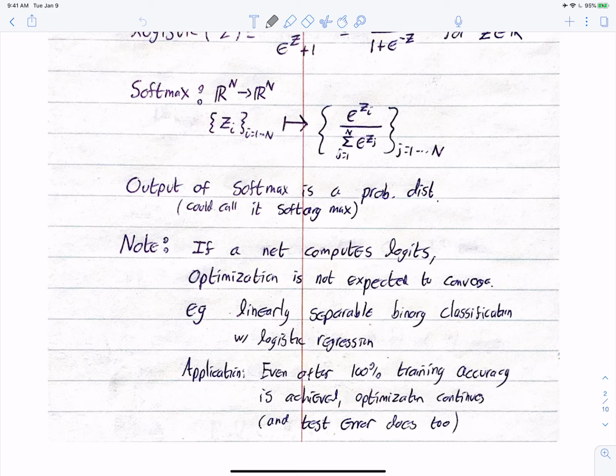And we can see this in application because we might be training a net, and then even after 100% training accuracy is achieved, the optimization can continue. And test error can continue to change. And this is because we're really fine-tuning the logits.